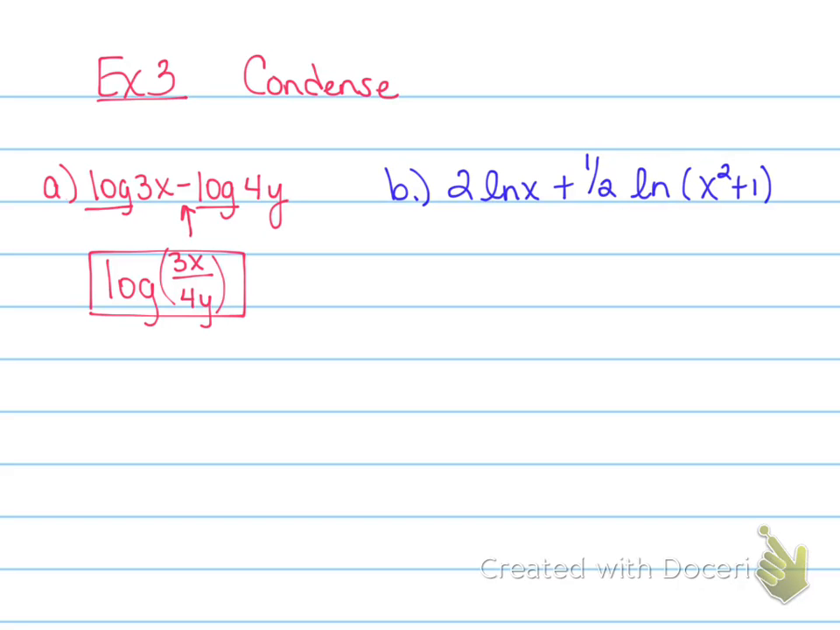So we can see here that I have a 2 in front of my first log, so it's going to bungee or move back over to be an exponent. So it's going to become natural log of x squared. Plus, the same thing with this 1/2, it's going to move to become its exponent. So the natural log of x squared plus 1 to the 1/2.